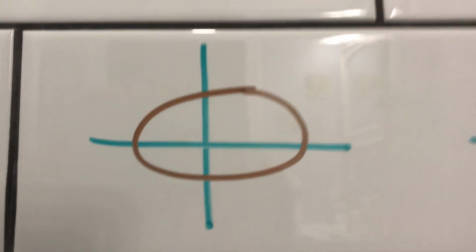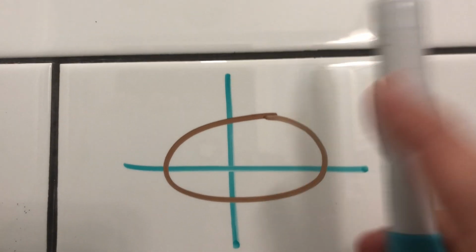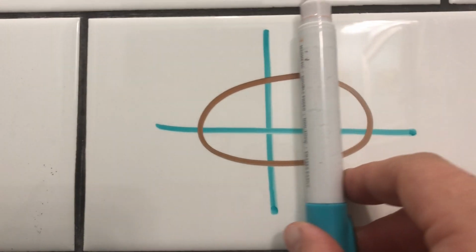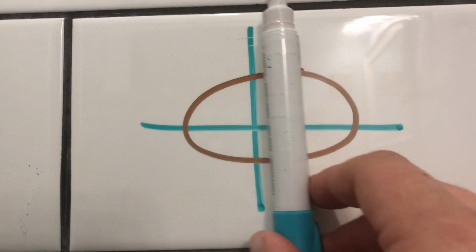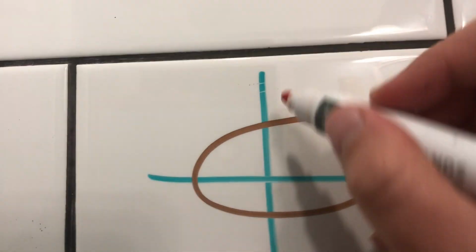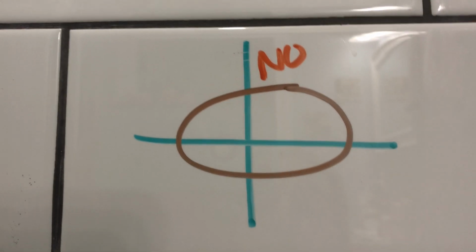This one I've got like an oval, and again we can see the vertical line test. It's always vertical. It's touching twice in a bunch of different places there. This is not a function, no.